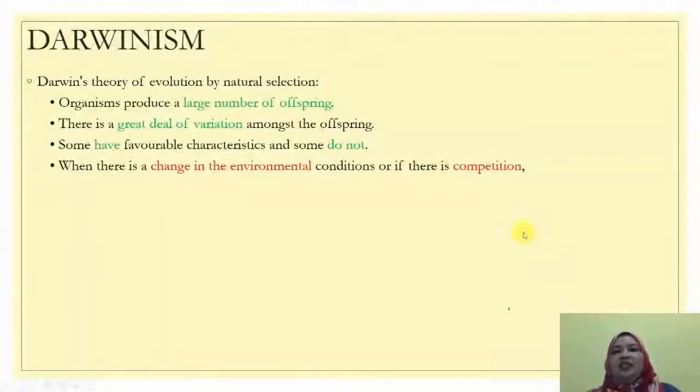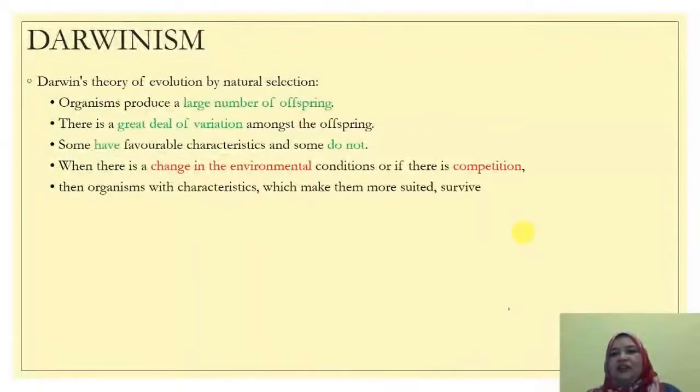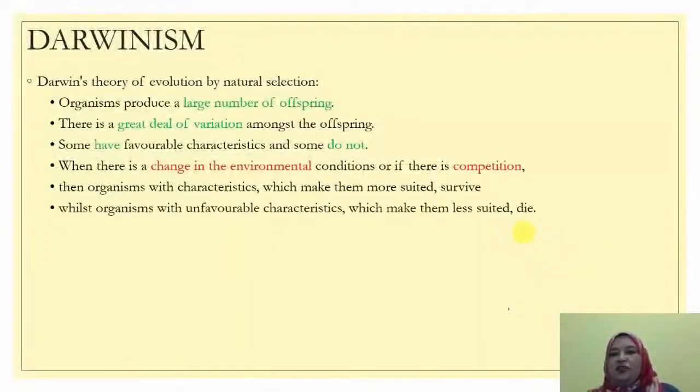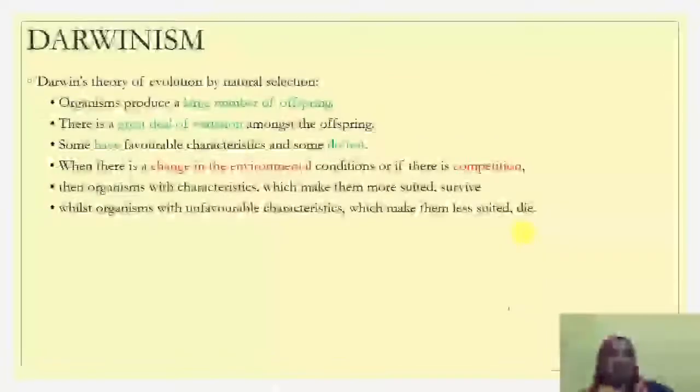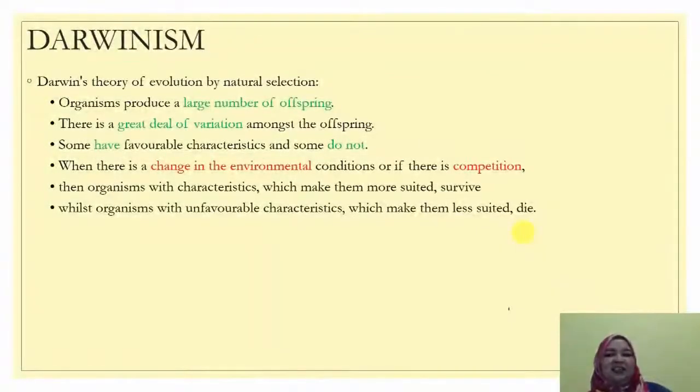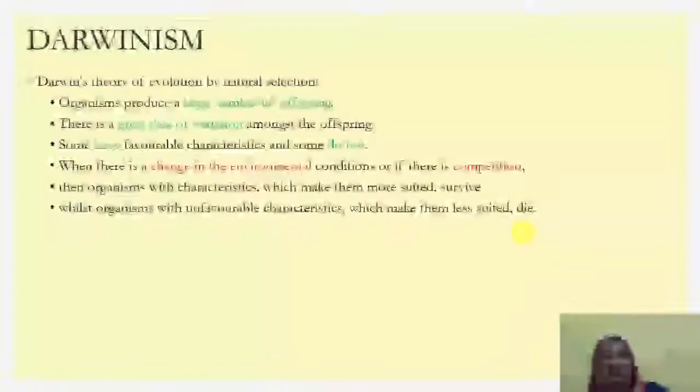When there is a change in the environmental conditions, or if there is competition, right? So this is a change and there is competition, very important, right? Then the organisms which have characteristics that make them more suited survive, whilst those with unfavorable characteristics, which makes them less suited, would die. So in this large population, with this great deal of variation, right, some will have one characteristic and some of them will have another characteristic.